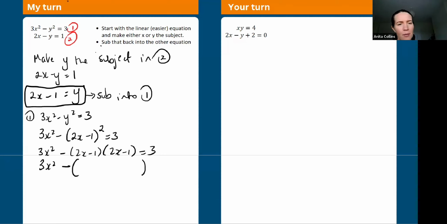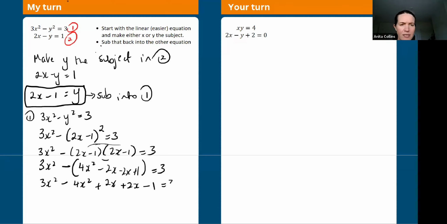So now I'm going to expand the bracket. 2x times 2x is 4x squared, and minus 2x, minus 2x plus 1 is equal to 3. 3x squared minus 4x squared plus 2x squared. I'm bringing the minus outside the bracket in, and it's changing the sign of everything inside. Minus 1 is equal to 3. I'm going to tidy that up a bit. Minus 1x squared plus 4x minus 1. Bring the 3 over. Minus 4 is equal to 0.